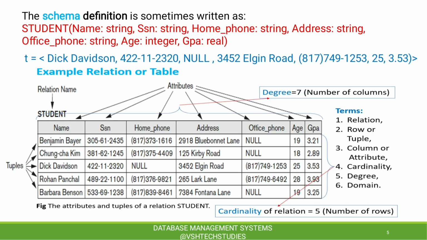If you consider the third tuple in the student relation here, the name attribute is filled with Dick Davidson. Then the SSN attribute value is stored. Address attribute value is here. Office phone attribute is here. Age attribute value is 25. GPA attribute value is given here. But the home phone attribute value is filled with null. That means this student may not have a phone at all. So whether it exists or not, we don't know. Then a null value can be filled. Even if it exists at present, that value is not known.